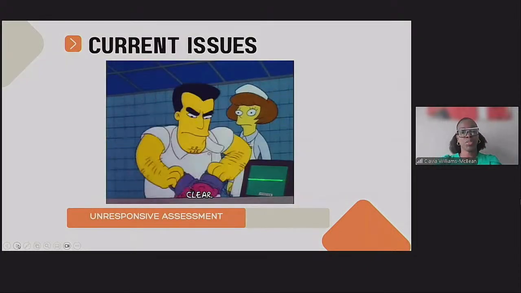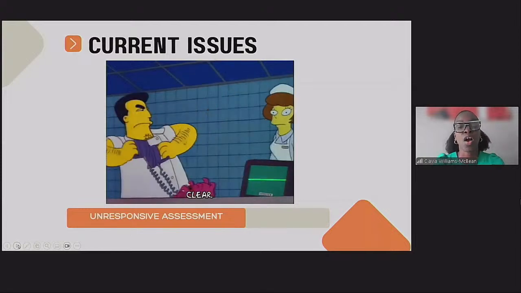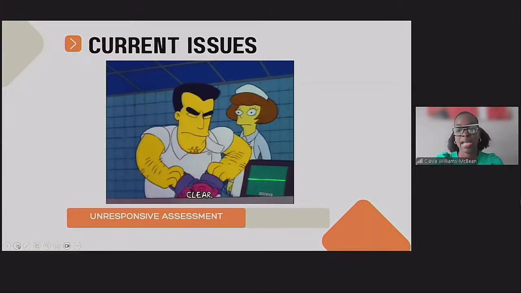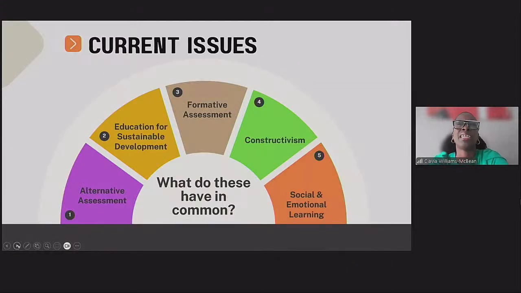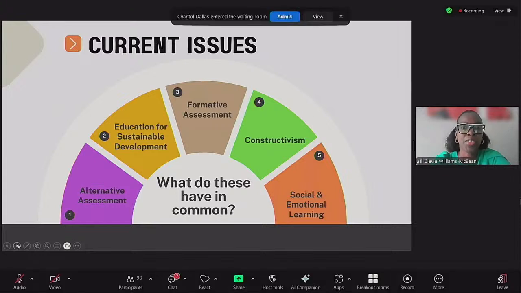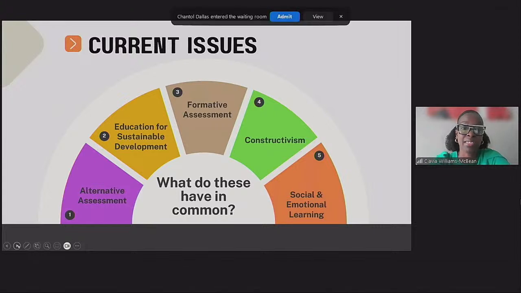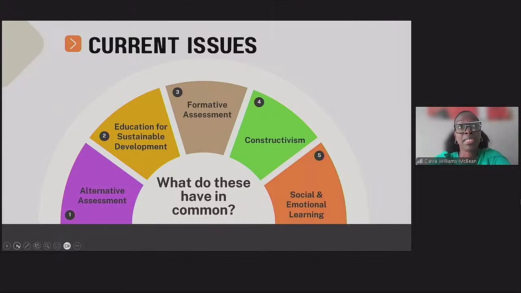The next issue that I will focus on is unresponsive assessment. And in terms of unresponsive assessment, consider one of the things that all these innovations that have come out in teaching and learning have in common. And I also heard Dr. Manning talk about one of the challenges being the slow adoption of new ways of teaching and learning. Alternative assessment, both colleagues have shared about its importance. Education for sustainable development is something that we have committed to for Vision 2020. Formative assessment.